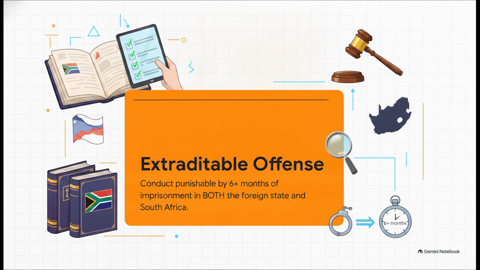During that second step, the magistrate's hurdle, they have a very specific checklist. One major thing they must verify is whether the crime is an extraditable offense. This relies on the principle of double criminality. Basically, the conduct has to be punishable by 6 or more months of imprisonment in both the foreign state and in South Africa. The magistrate isn't just looking at the name of the crime. They're looking at whether the actual conduct would be considered a serious crime locally.